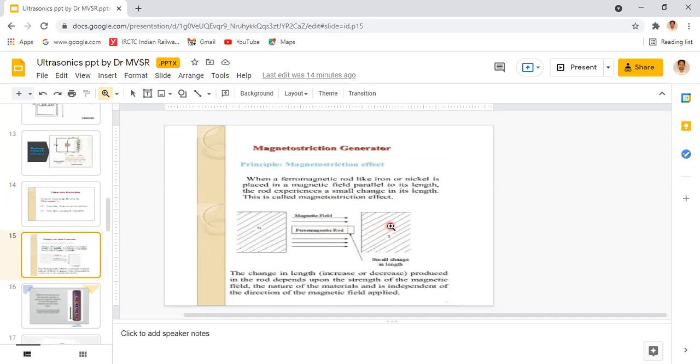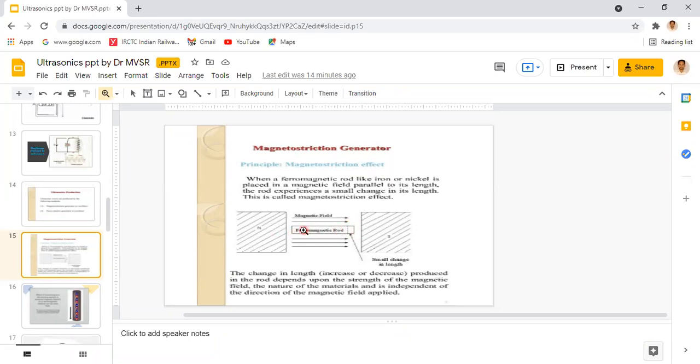Coming to this picture, say this is the north and south pole. By using this magnet, we produce an external magnetic field. In this external magnetic field, you place a ferromagnetic rod parallel to the applied magnetic field. Then the length of the rod will definitely change. That means the rod will expand or contract along its length, so the dimensions of the rod will change.